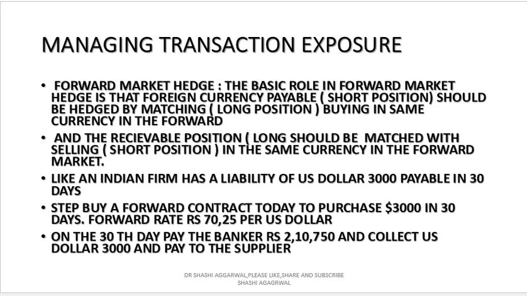Like an Indian firm has a liability of US dollar 3000 payable in 30 days. It enters into a forward contract. It purchases US dollars in 30 days at the rate of 70 rupees 25 paisa. On the 30th day, if the dollar rises to 72, he will still pay 70.25 to get the US dollar 3000 and make the payment to the supplier. In this case, by entering into a forward contract, he is going to minimize his loss.